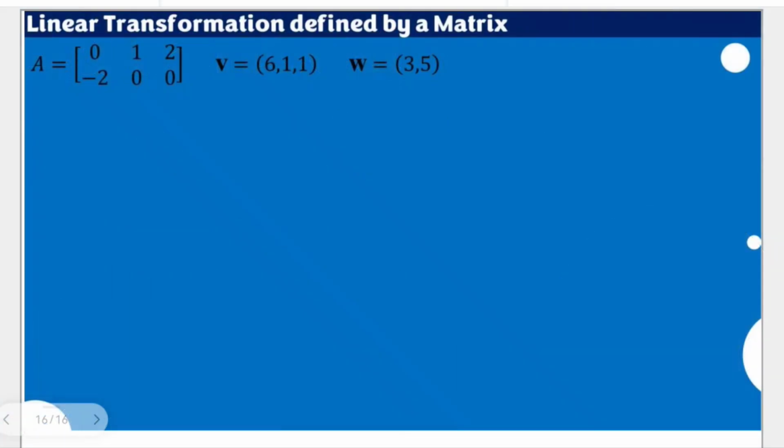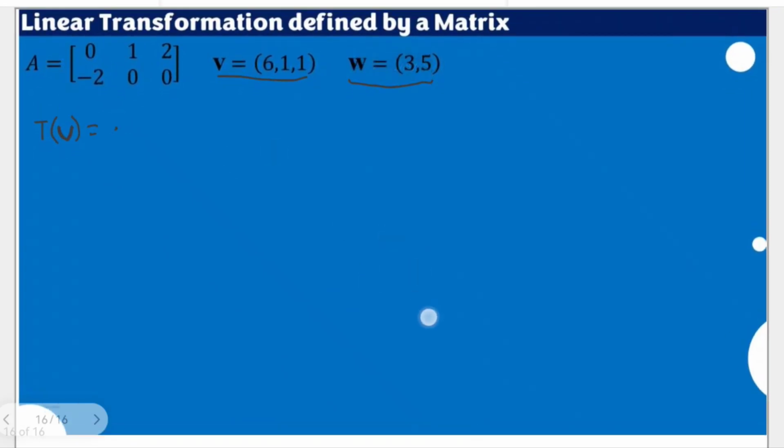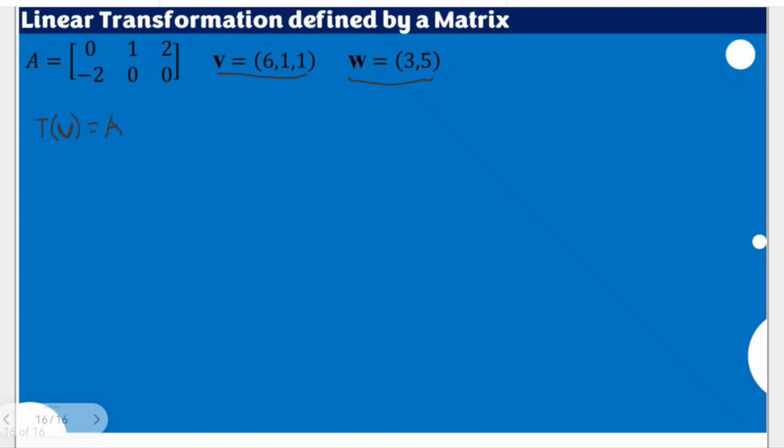Here we are going to solve for the image of vector v and the preimage of vector w using this given matrix, as we have here a linear transformation defined by a matrix. The linear transformation defined by a matrix can be written in this form. The transformation of vector v is equal to the product of your matrix A times your vector v. We can solve for the image of v when this is actually plotted.